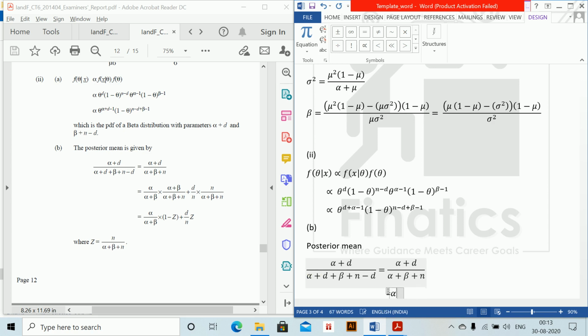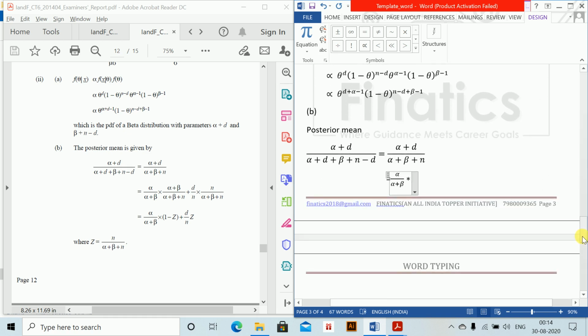α divided by (α+β), into (α+β) divided by (α+β+n), plus d/n into n divided by (α+β+n).